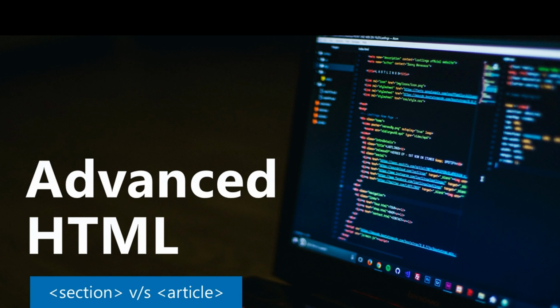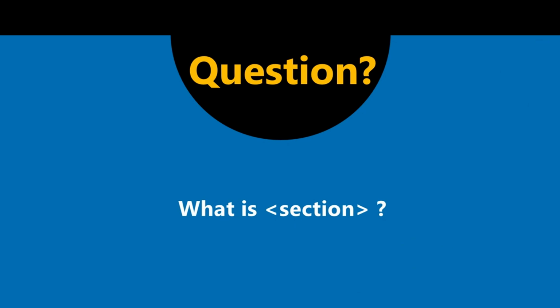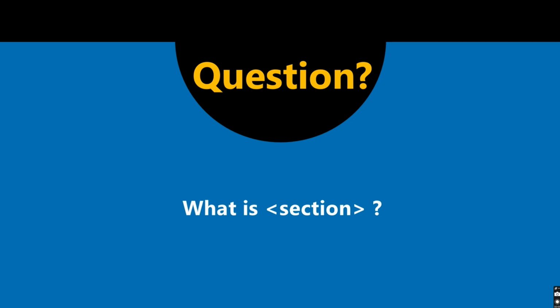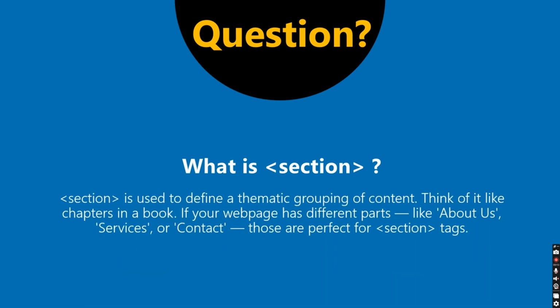First of all, we should know what is the section tag. Let's learn it by doing. Let's get to the demo. Let's open the editor and here we will now create a section tag. Section tag is basically used to group content. Think of it like chapters in a book, and if your web page has different parts like about us, services or contact, then these are perfect for the section tag. The key idea is each section tag has a heading and a group of related content.